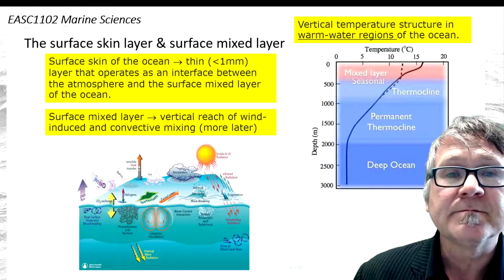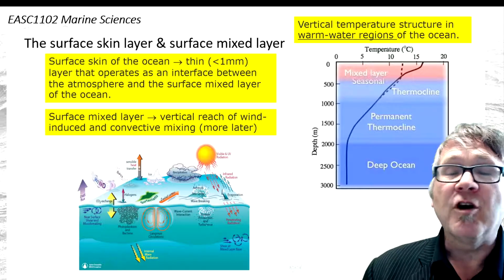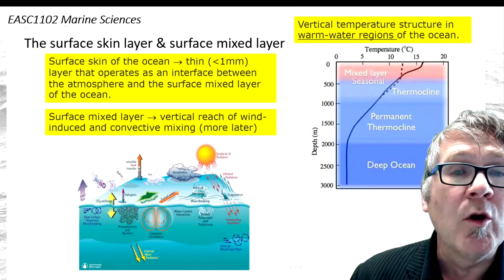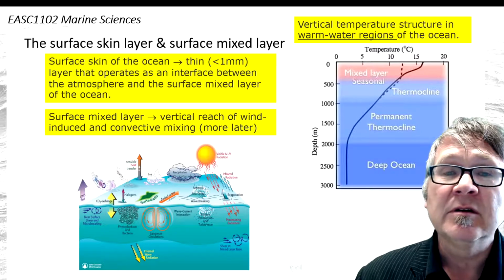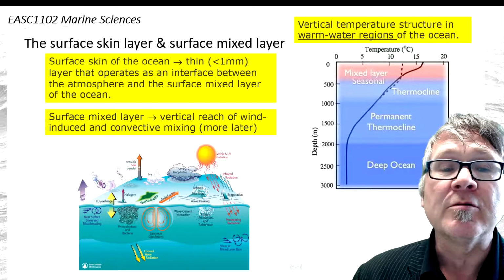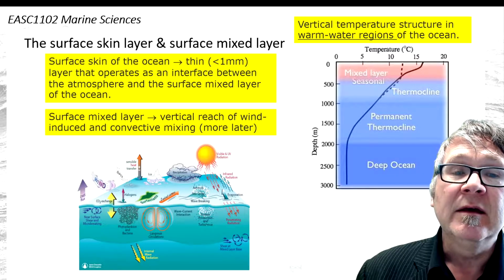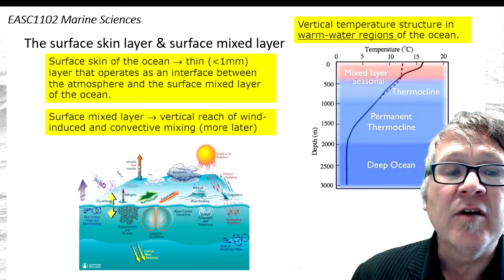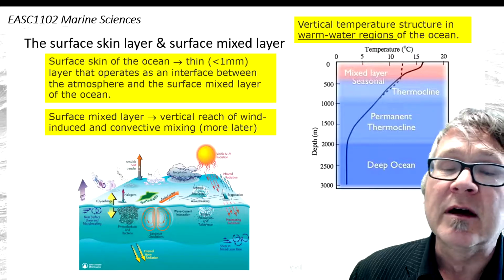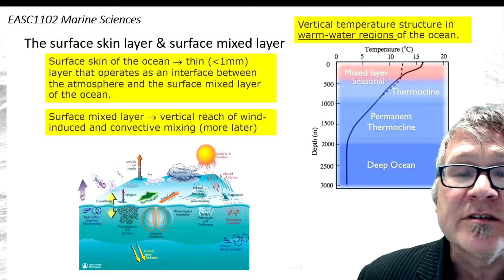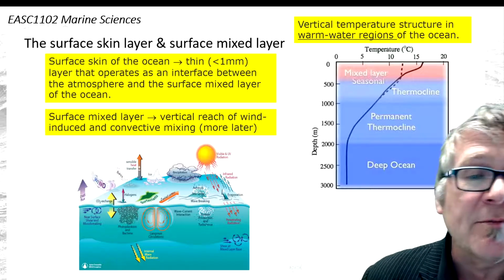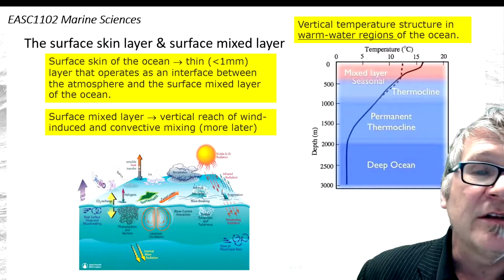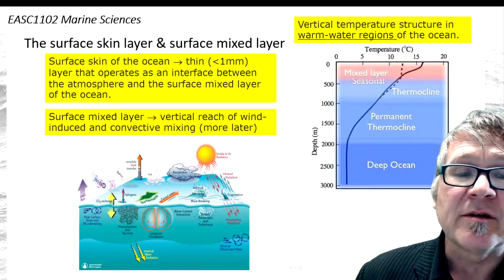At this point I already want to introduce you to something which is called the thermocline. Thermoclines are temperature transition zones in the warm water regions of the ocean. They don't exist in polar regions. Shown here over my head is a little sketch of what we call a seasonal thermocline. It's the temperature transition zone which starts at the base of the mixed layer and then goes down to a depth of, in some regions, 500 meters.